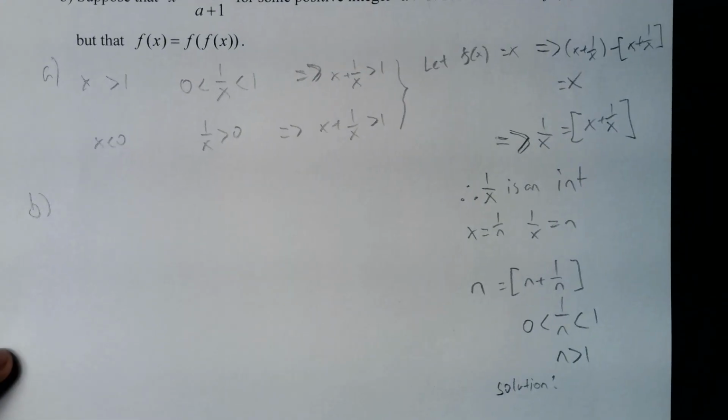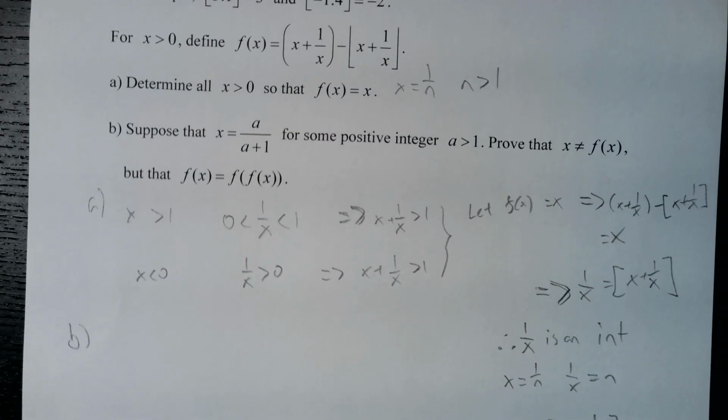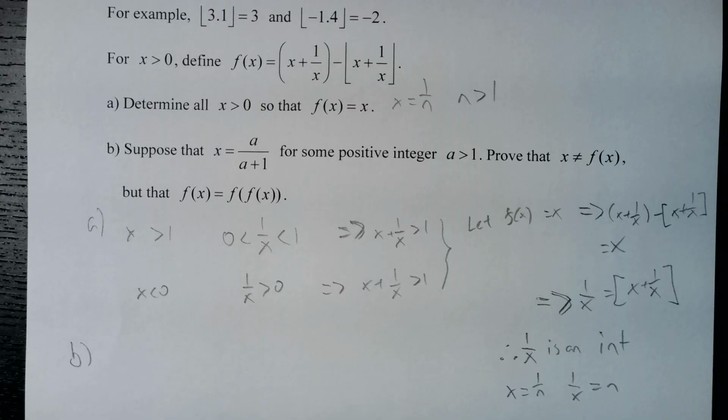Part B is going to be a little bit harder here. We need to prove that if x is equal to a/(a+1) for some positive integer a bigger than 1, then x is not equal to f(x), but that f(x) is going to be equal to f(f(x)).